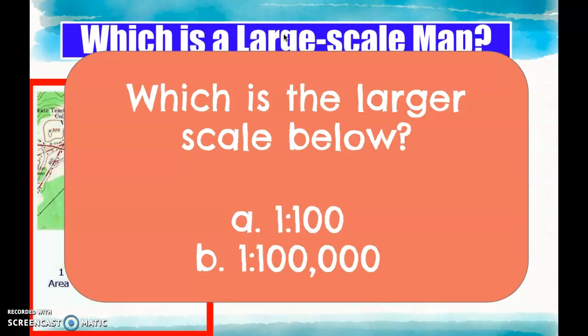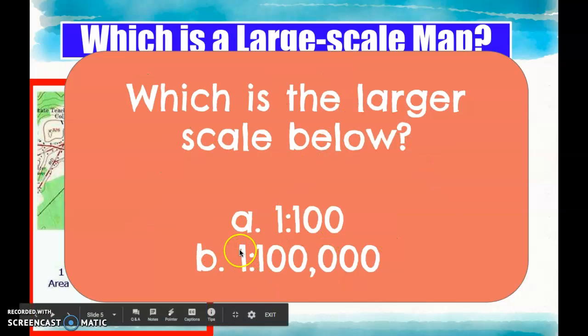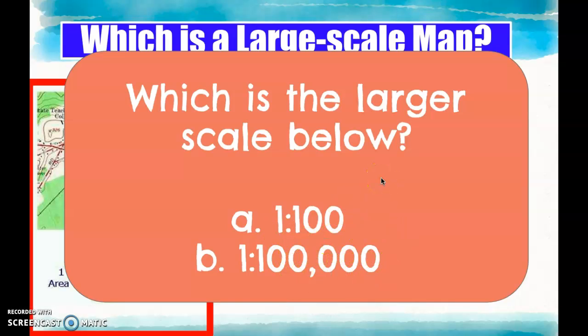Okay, so check this out. What if we were to do it in this kind of fractional ratio, right? Which one is going to be the larger scale below? Remember, large scale, small area. So A is the larger scale, right? Because it's showing that 1 unit on the map is equal to 1,000 units in real life, whereas this one is 1 unit on the map is equal to 100,000 real units in life.